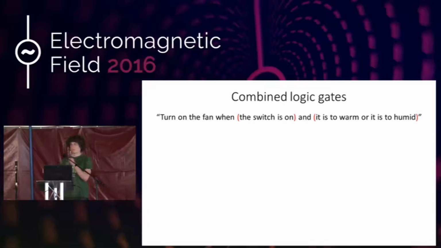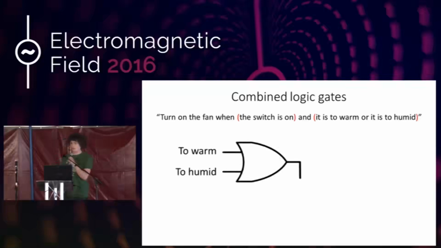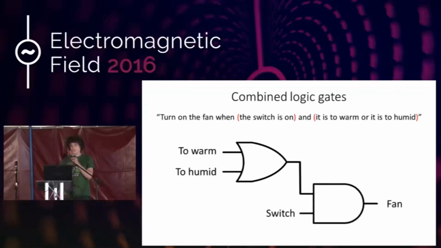But that is just a simple statement. So if we get a signal from the switch, we immediately have that. And in the second parenthesis, it says it is too warm or it is too humid. So that OR word triggers us that we should use an OR gate and that we should take the signals it is too warm and it is too humid, put them through an OR gate, and now at the output we have the statement that's within the second parenthesis. And then we have to AND that with the other parentheses, so the switch is on.